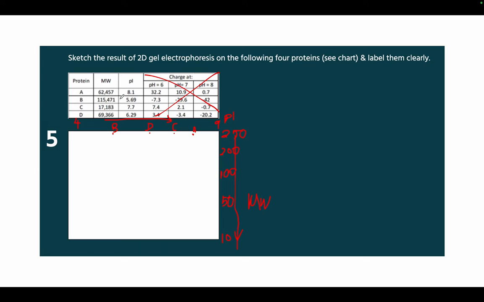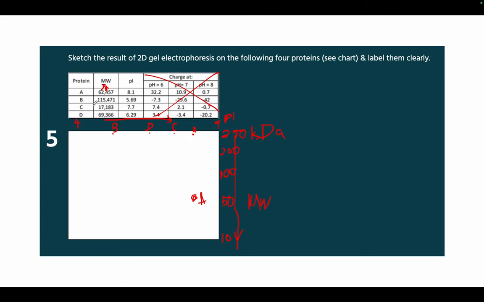It has molecular weight, let's say 62. Okay, this molecular weight is given in Dalton. So this is 62,457. So we'll just say 62 kilodalton. So 62 kilodalton means now when it travels down, it will come somewhere here. So this will be the final position of A.